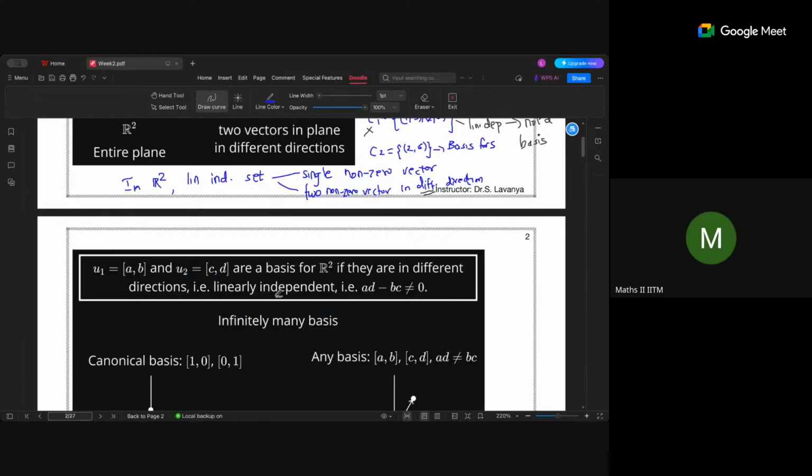So linearly independent means what? Here we have the condition ad minus bc is not equal to 0. So what is this ad minus bc? Can anyone recollect?